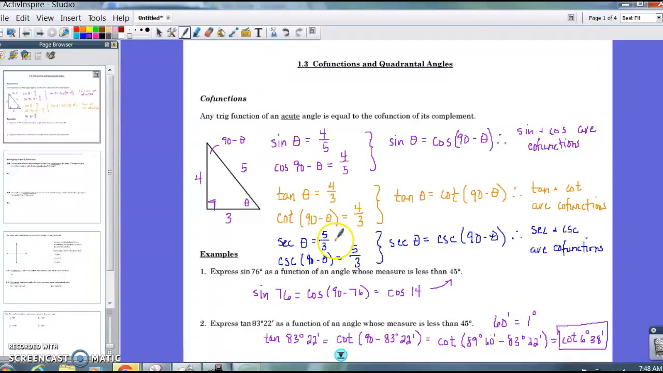The takeaway here is that if you take any trig function of any angle theta, that's going to equal the cofunction of the complement of that angle. Okay, I'm going to stop this video here, and the next video is going to have the rest of the notes in it.